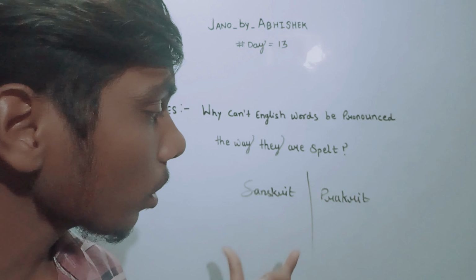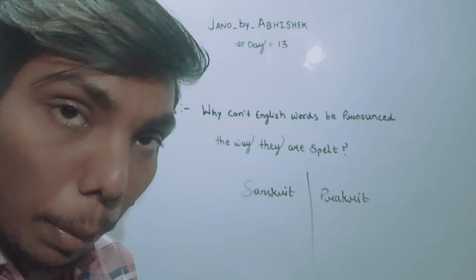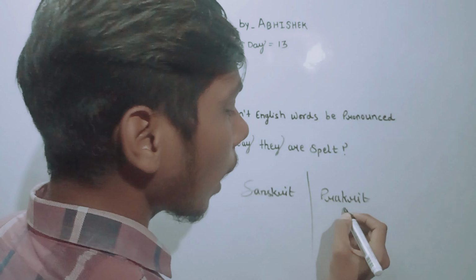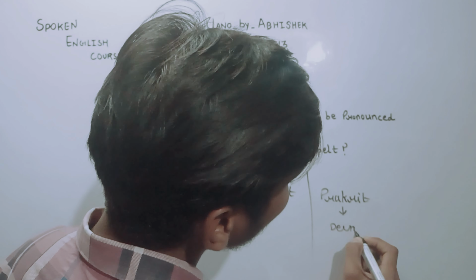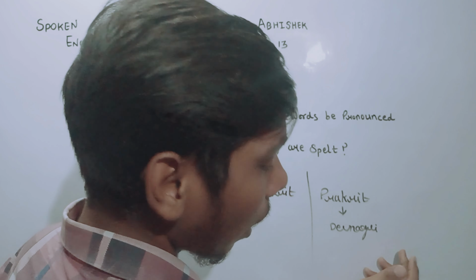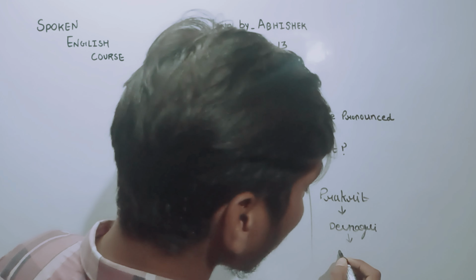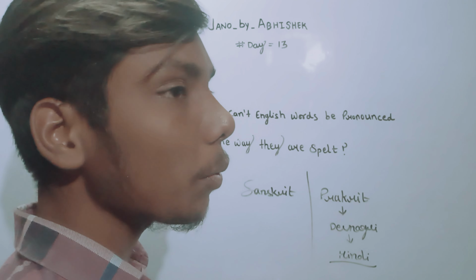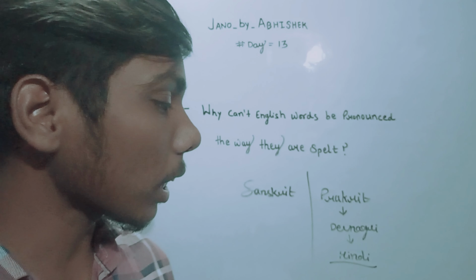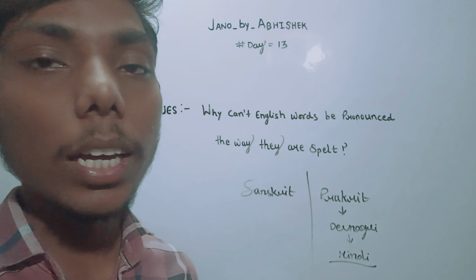Okay, so what happens, this is the Prakrit language, and from the Prakrit language a language has come out, that is Devanagari. And from Devanagari our language has derived, that is Hindi. This is the history of the Hindi language, how the Hindi language has come out.